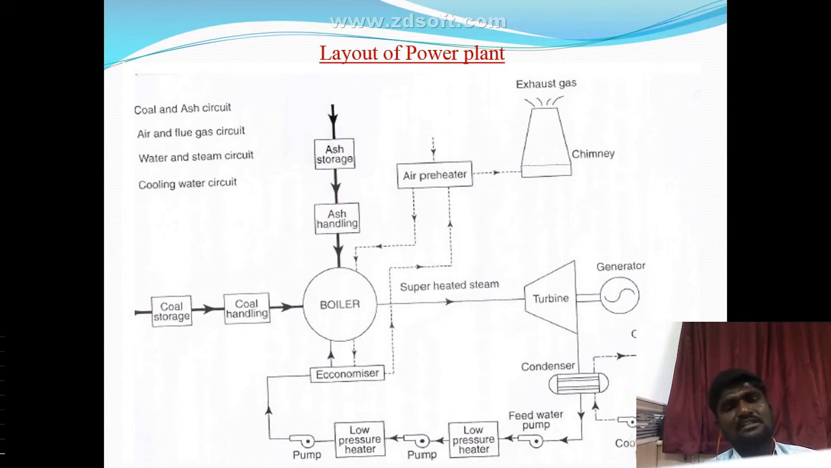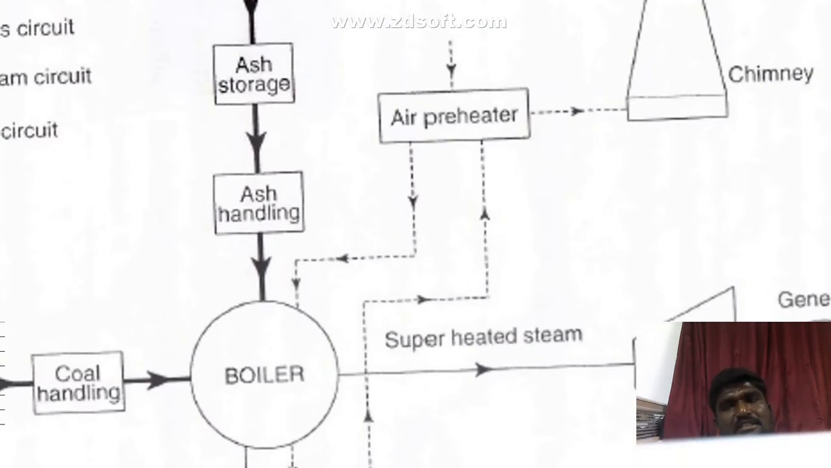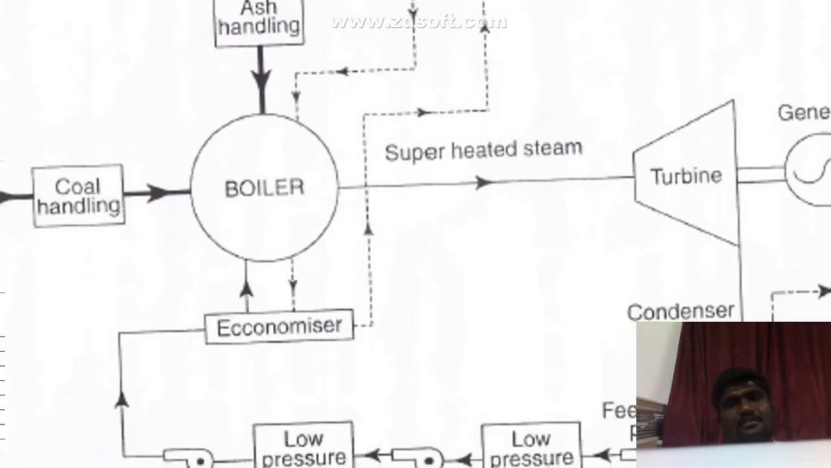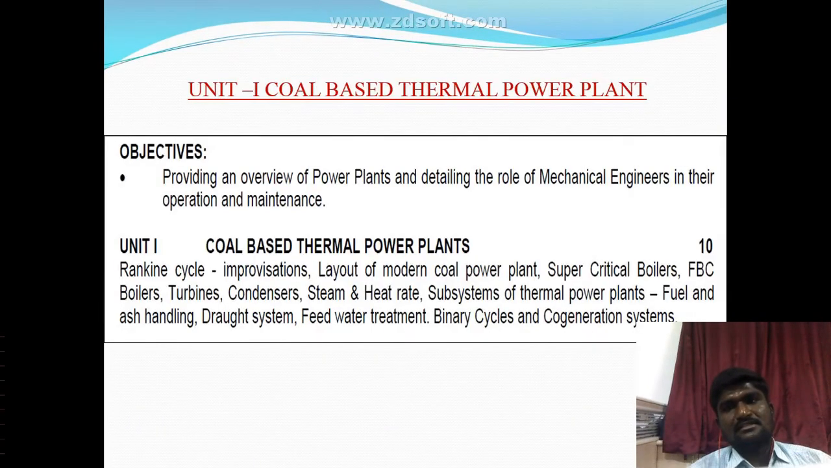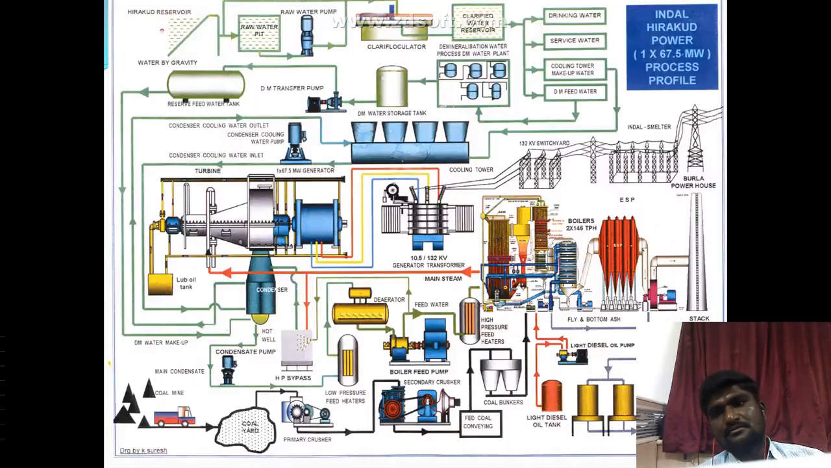So the feed water is passed through the economizer where it is further heated by means of the flue gases, right? So this is the main circuit.